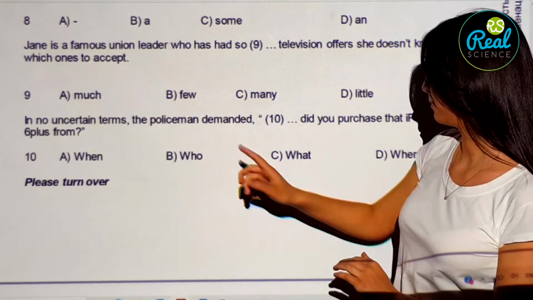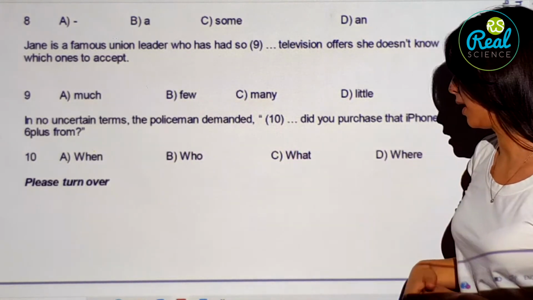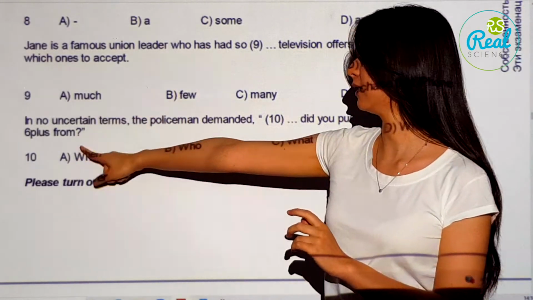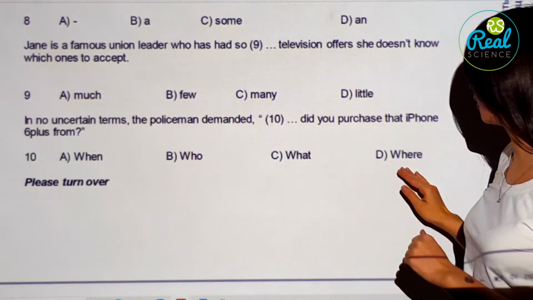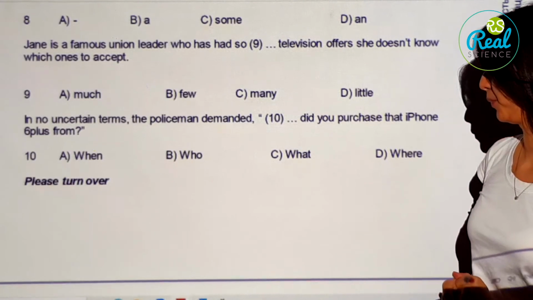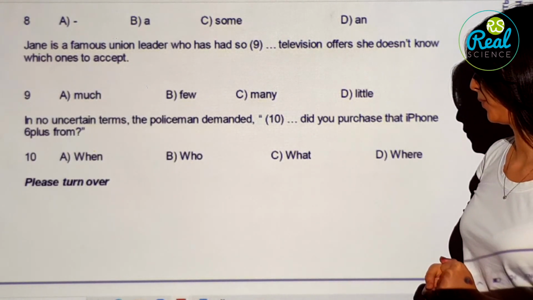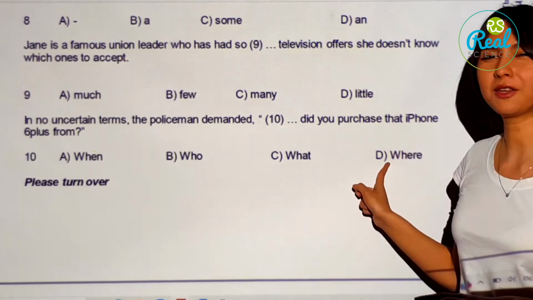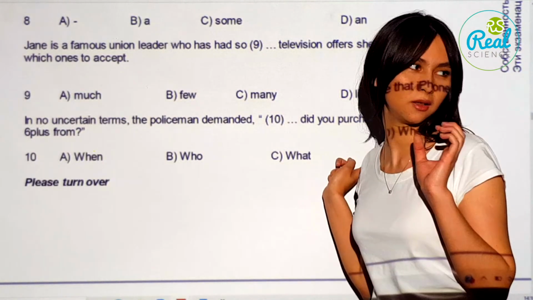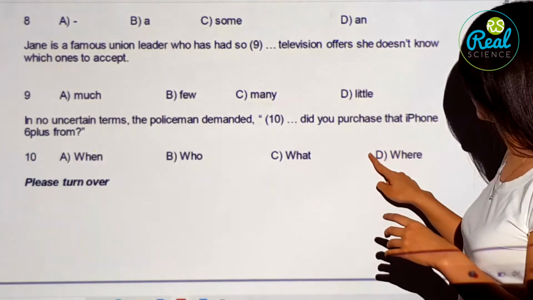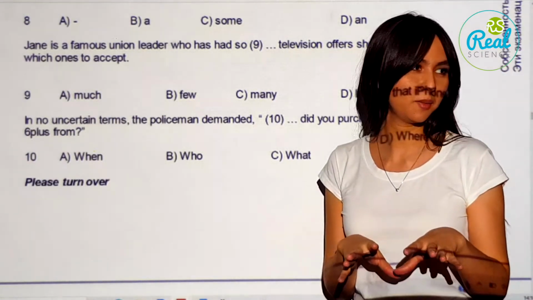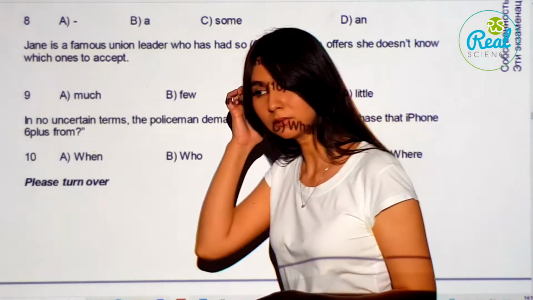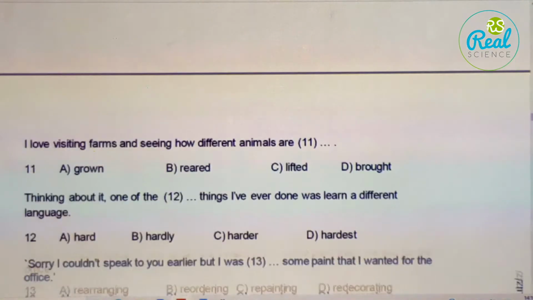So we have correct 2 options, when and where. So which one? I think it's where. Yes, where is the most logical, appropriate answer. So where, the correct answer is D. So mostly the policeman actually needs where did you buy, not when, yes? Okay, nice. So let's move.